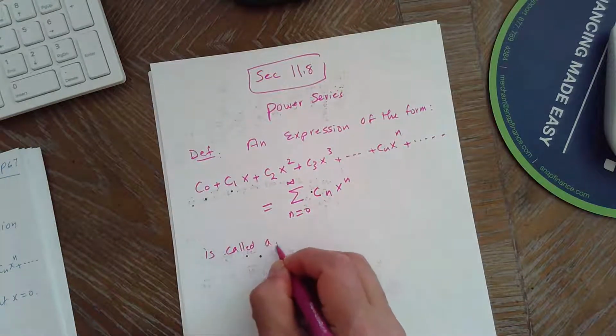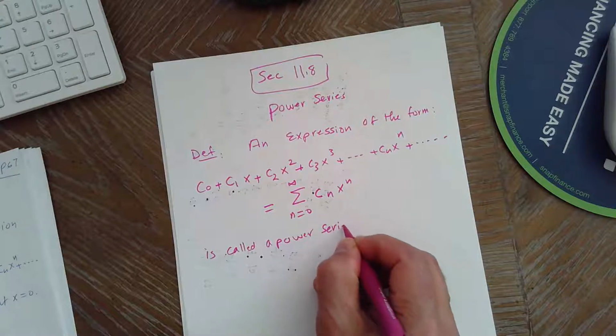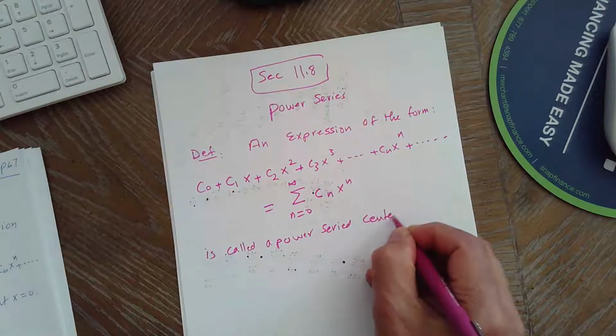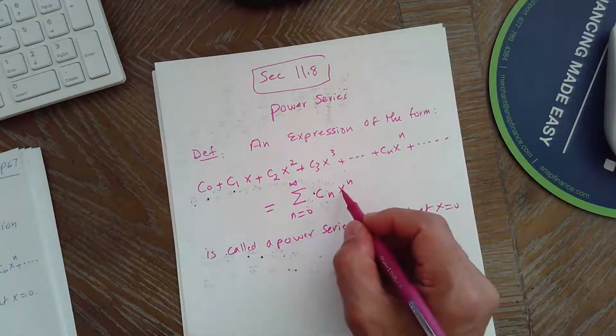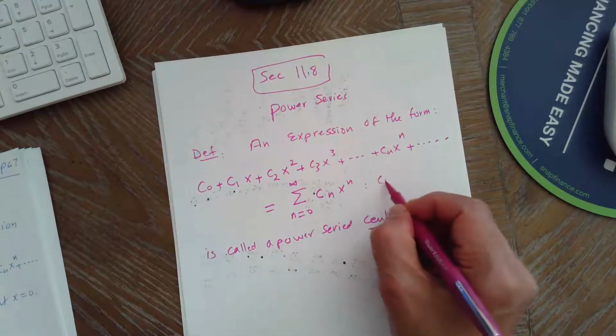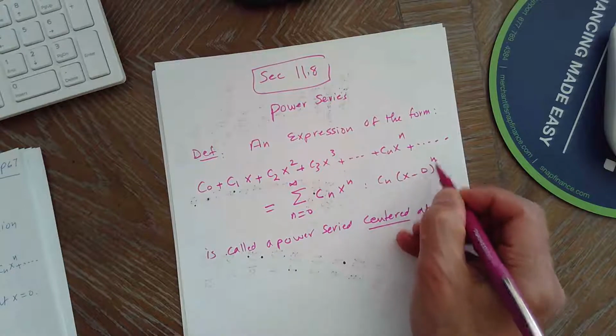It's called a power series centered at x equals 0. Centered at x equals 0 because you don't have this, it is Cn (x minus 0)^n. Okay, that's the center.